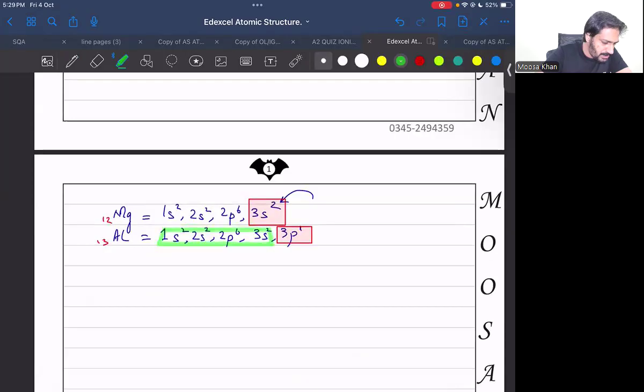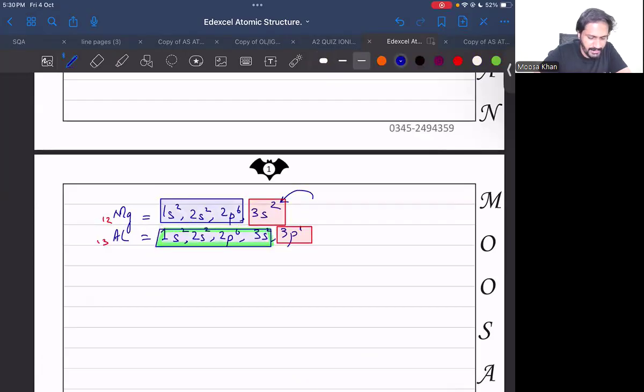Because for all the shells before 3s2, we have only 3 types of subshells. But in aluminum, the subshells before 3p number 4, with more electrons. So that's why the shielding on the valence electron in aluminum, the first electron that needs to be removed, is greater as compared to magnesium. So it becomes slightly easier to remove the electron from aluminum as compared to magnesium.